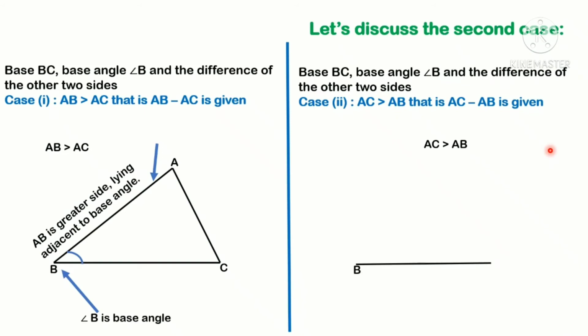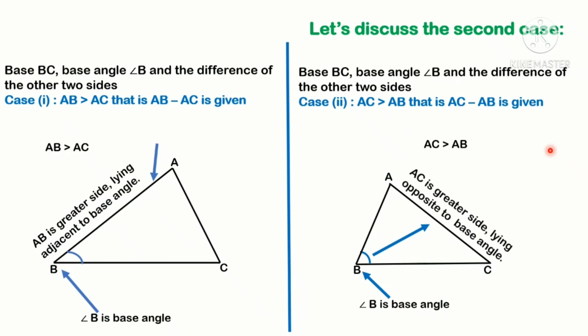Base BC, whatever base is given, you will draw that first, then the base angle, then just roughly we'll complete the triangle. And since angle B is the base angle here, opposite to it is the greater side. See, AC, according to the given condition, is greater than AB, and this AC, which is the greater side, is opposite to the base angle.